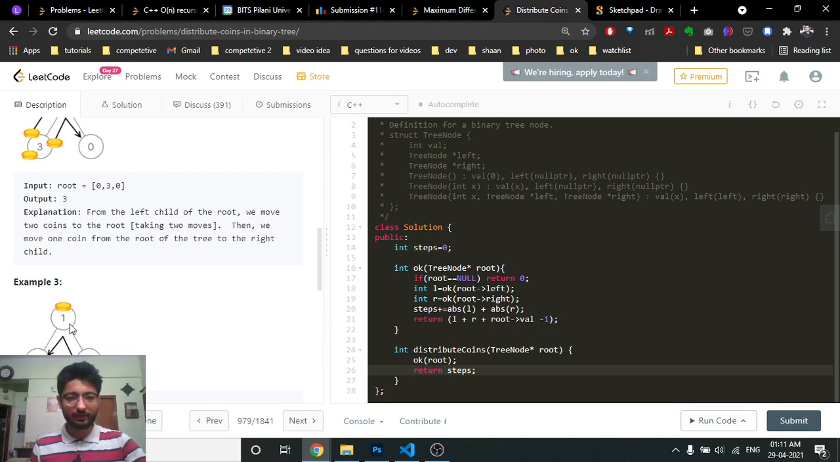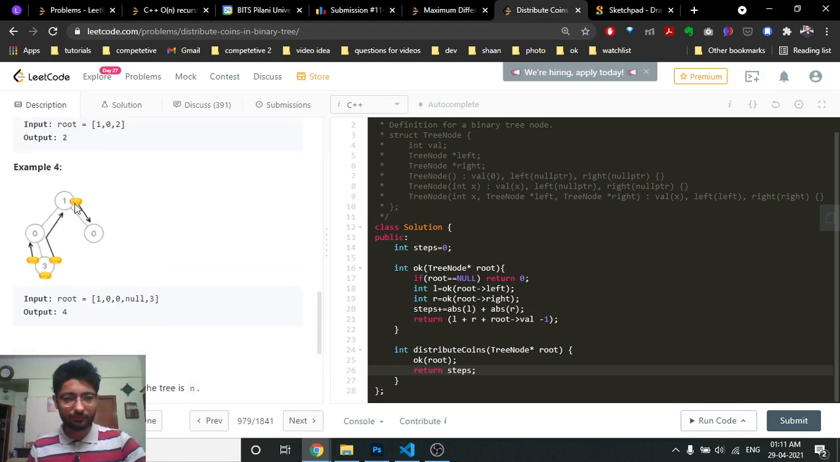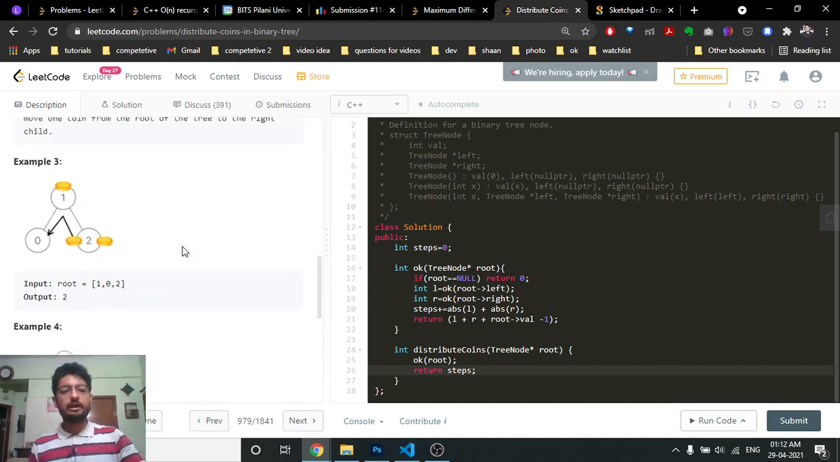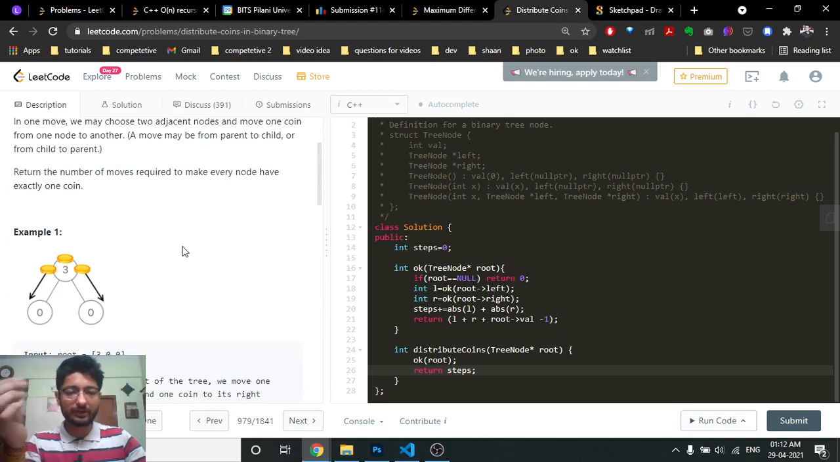In this, 1 coin is here already, 2 coins are here, so in 2 moves you can put a coin here. In this, in 1, 2, 3 moves you can put 1 coin here, in one move you can put a coin here, and in another move you can put a coin here. So there are 4 coins, 2 moves. So you just have to tell in how many moves, how many steps are required, to place all the coins into their corresponding positions.